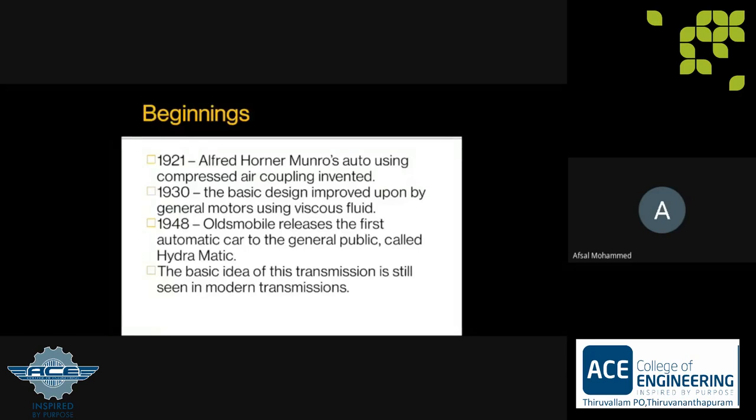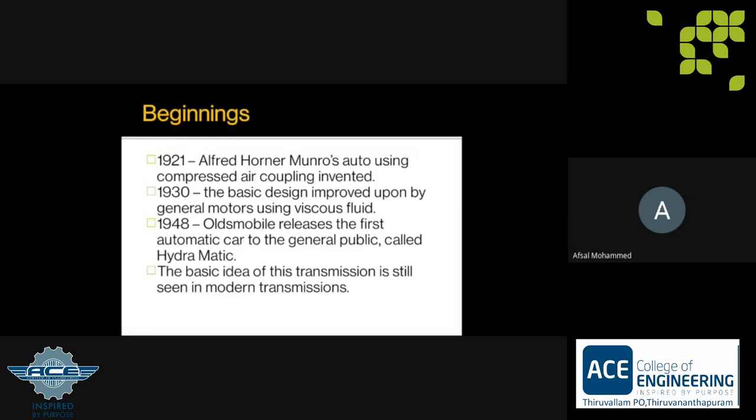Okay, the next point is the beginning, or the history, of the automatic transmission. So in 1921, a person called Alfred Horner Munro designed an automatic transmission using a coupling that used compressed air. So compressed air was used to join the engine with the transmission, and the compressed air was the one transferring the power from the engine to the transmission. However, that was a flawed design, and it was much improved later on in 1930 by General Motors. General Motors is the parent company of Chevrolet, as we all know, and they improved this design by using a viscous fluid.